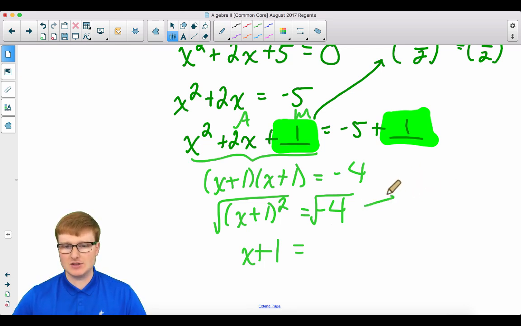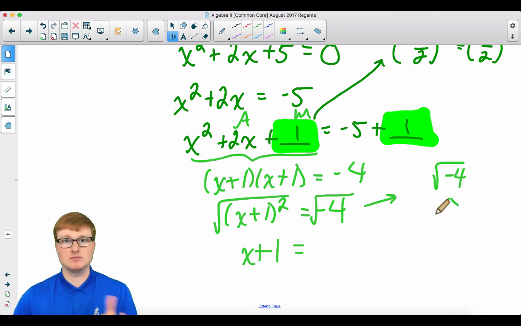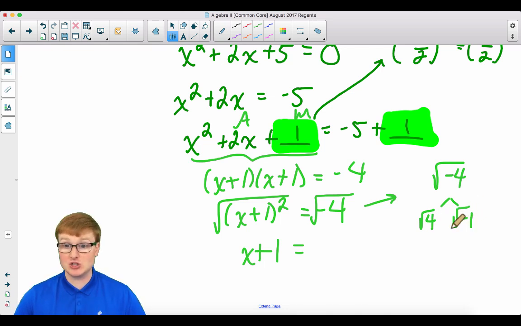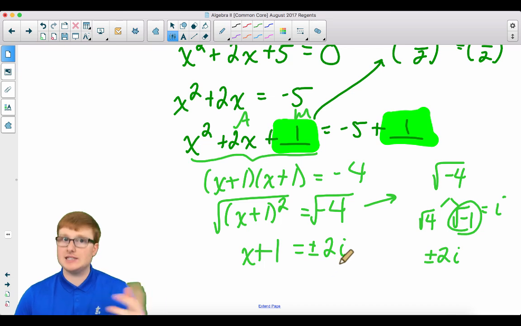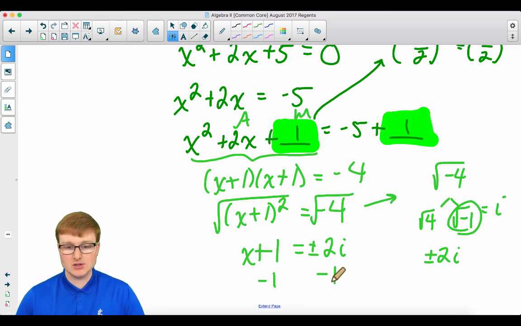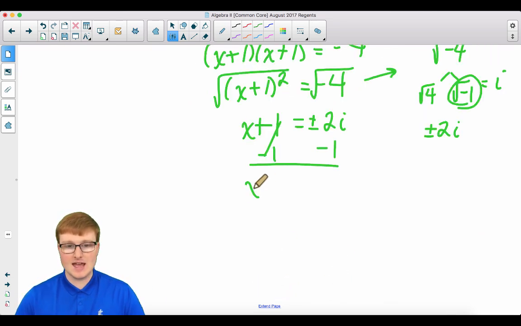So if we break down the square root of negative 4, it breaks down into two separate radicals. One of them being the square root of 4, and the other one being the square root of negative 1, which is the imaginary unit. The square root of negative 1 is your power of i. And the square root of 4 is just 2. So it's 2i. But don't forget about that plus or minus. So the square root of negative 4 is plus or minus 2i. Continue to solve for x. Subtract the 1 on both sides, and we get x is equal to negative 1 plus or minus 2i.